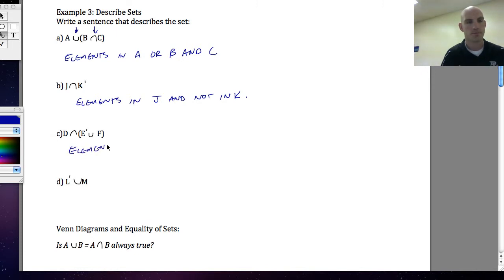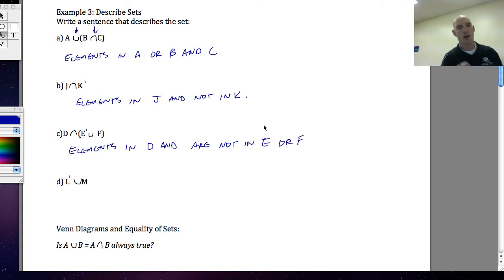Elements in D and are not in E or F. When I write it this way, what does it look like? Well, it looks like I'm saying they're in D, but they're not in E, and they're not in F. So I need to write this in a little bit more clear way, because really I'm only talking about the elements that are not in E, but they do need to be in F. So let me write this a different way.